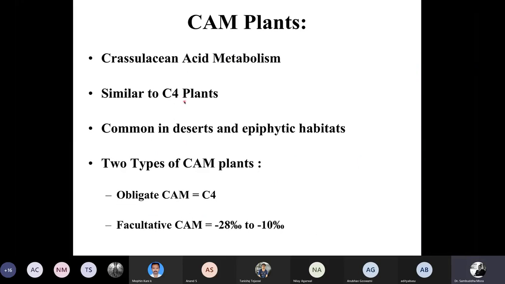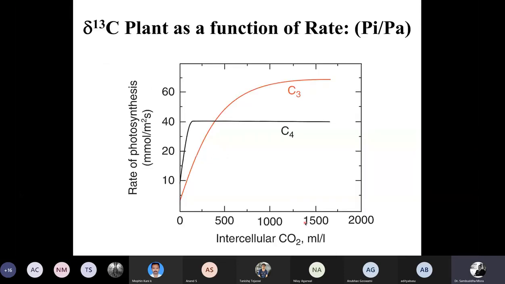CAM plants are similar to C4 plants, mostly found in very dry conditions. The obligate plants are like C4, and the facultative CAM has a ratio of minus 20 to minus 10 per mil. We are not much interested in this section.